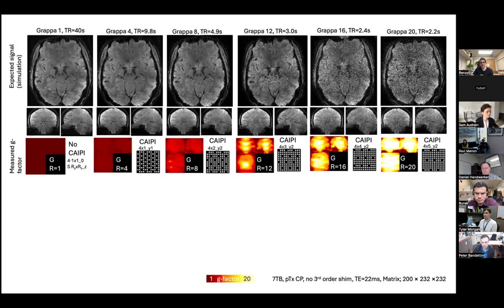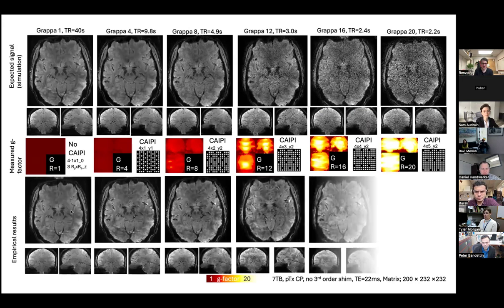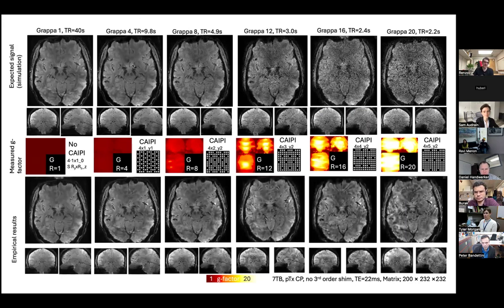And then with GRAPPA 20, images are certainly unusable. Now we have these simulation results, and we can go to the scanner, the 7T for us, and see how this looks in practice, in empirical data, where everything looks kind of okay with GRAPPA 4 and GRAPPA 8, with some weirdness coming along, and then with GRAPPA 12, 16, 20, the signal completely breaks apart, right?